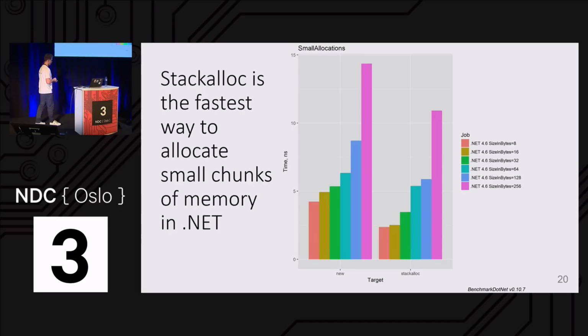Speaking of unsafe, have any of you ever used stackalloc? Okay, one person. So stackalloc is a keyword in C# that, in an unsafe context, allows you to allocate memory on the stack. It's very fast. For small chunks of memory, it's almost 2 times faster than new. So it would be nice to use it.